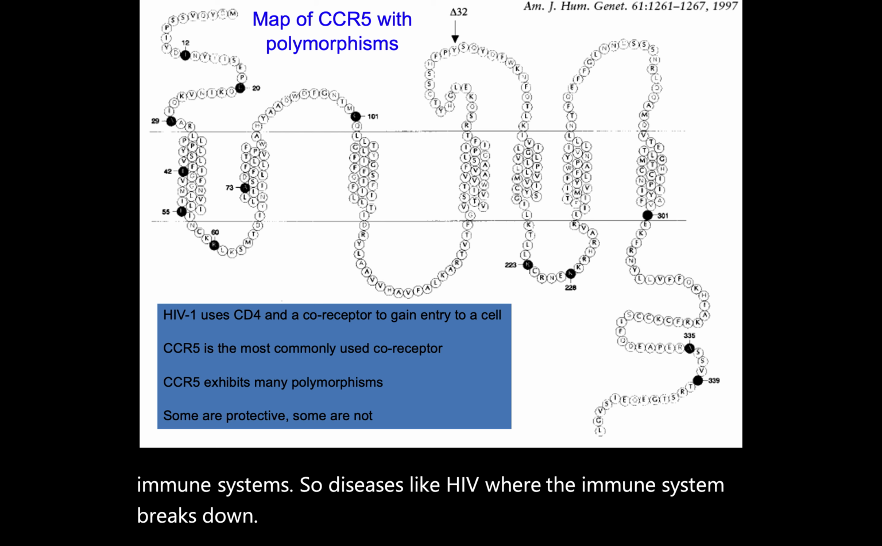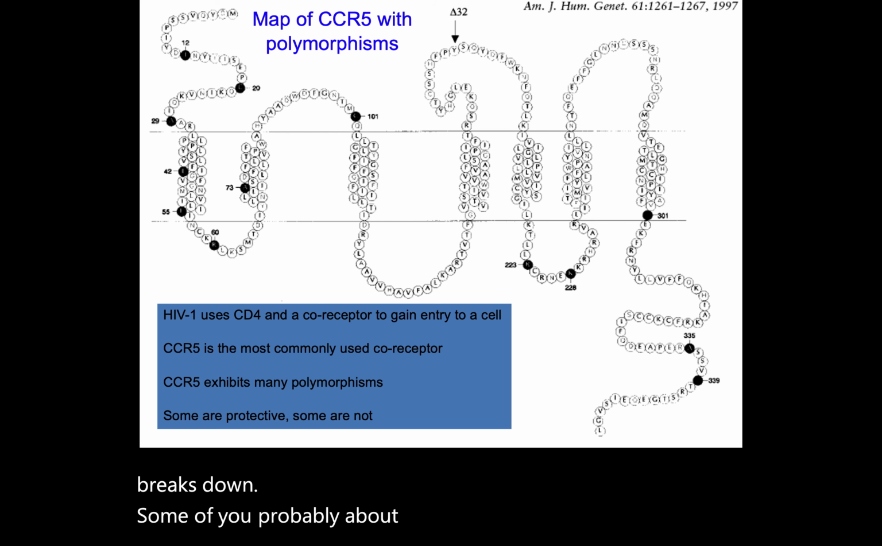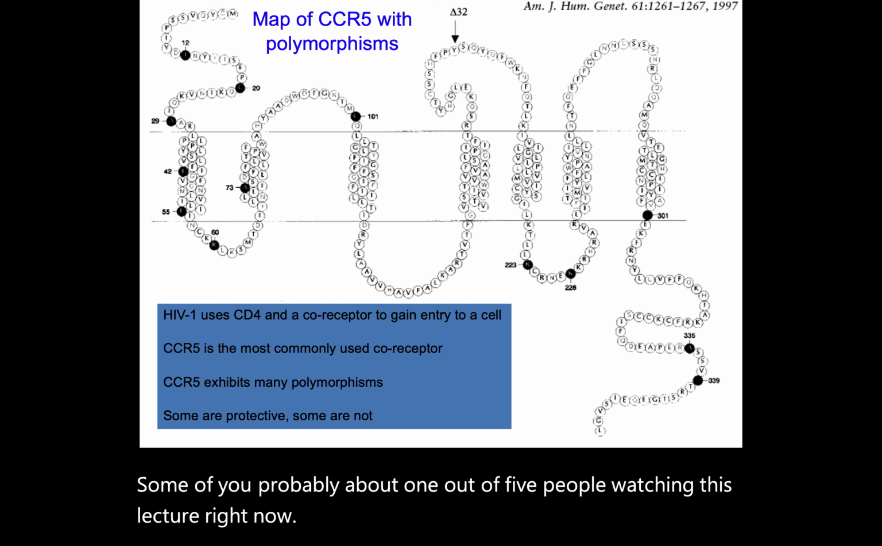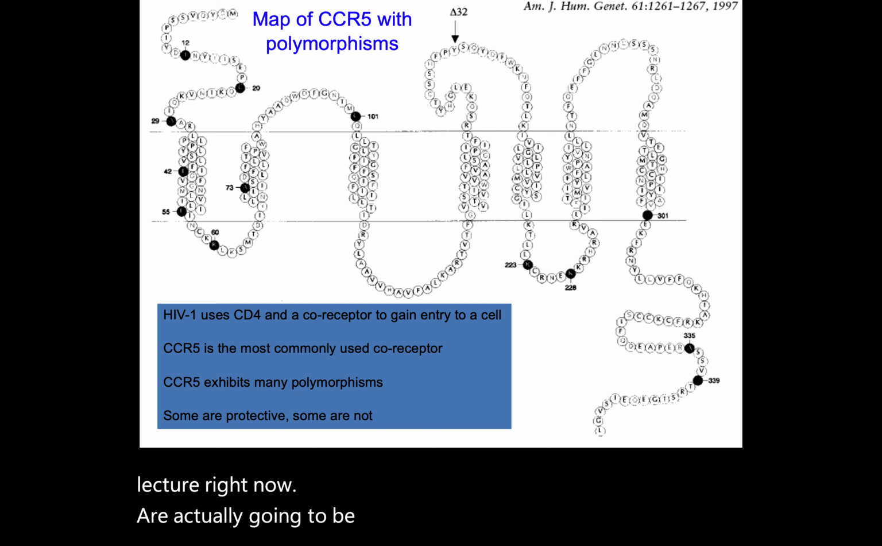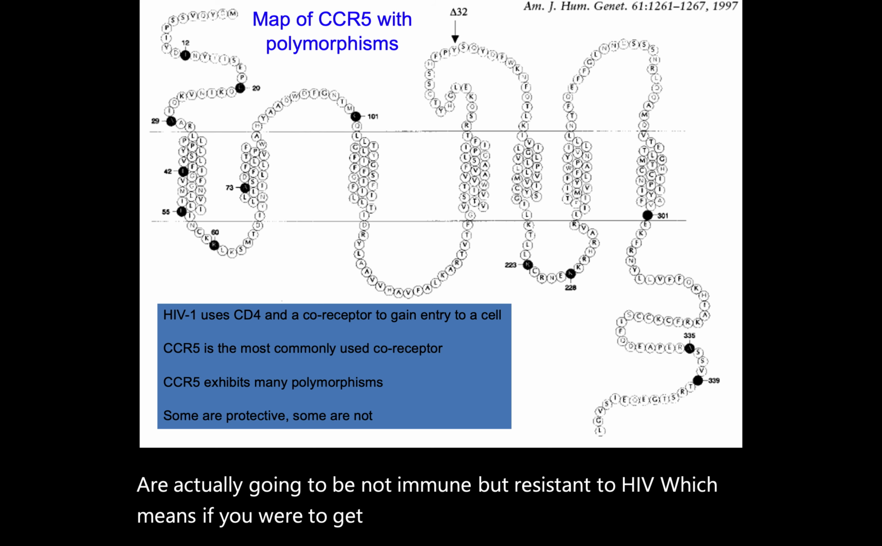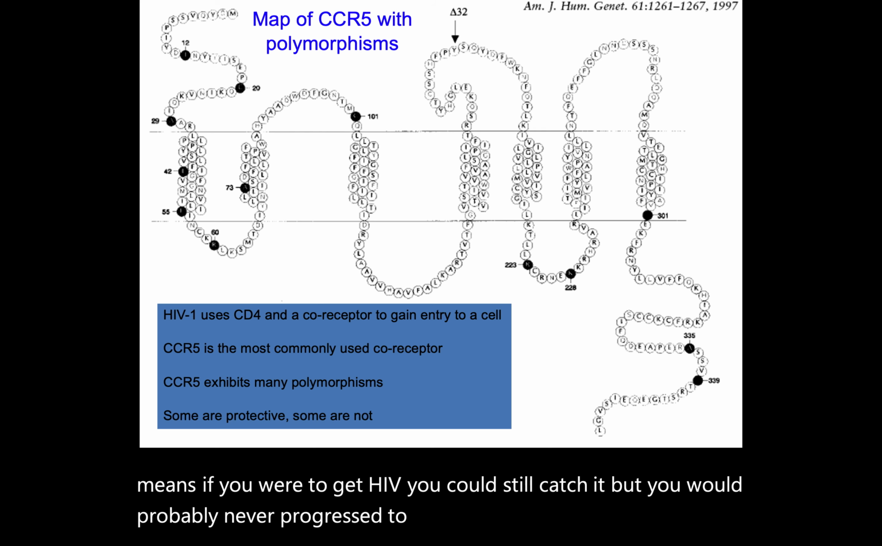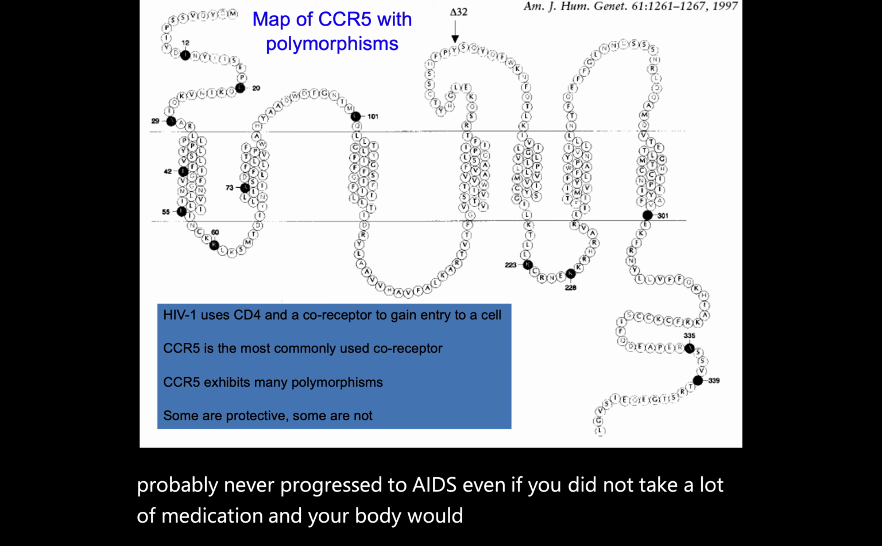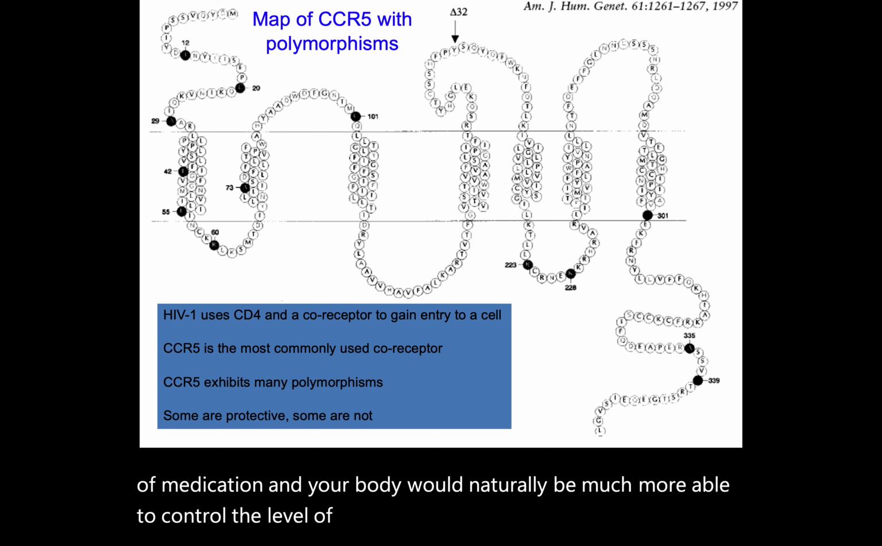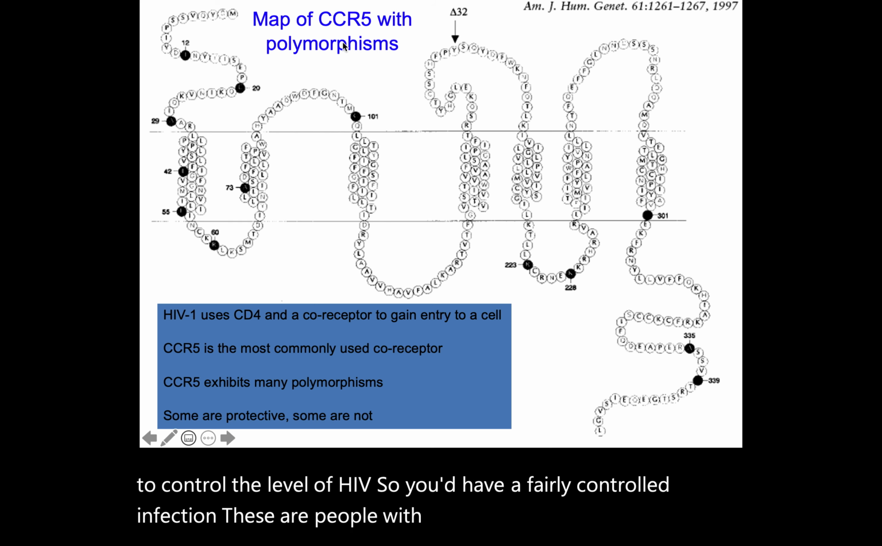Now, some of you, probably about 1 out of 5 people watching this lecture right now, are actually going to be not immune but resistant to HIV, which means if you were to get HIV, you could still catch it, but you would probably never progress to AIDS even if you did not take a lot of medication, and your body would naturally be much more able to control the level of HIV, so you'd have a fairly controlled infection. These are people with a modification in a protein called CCR5.